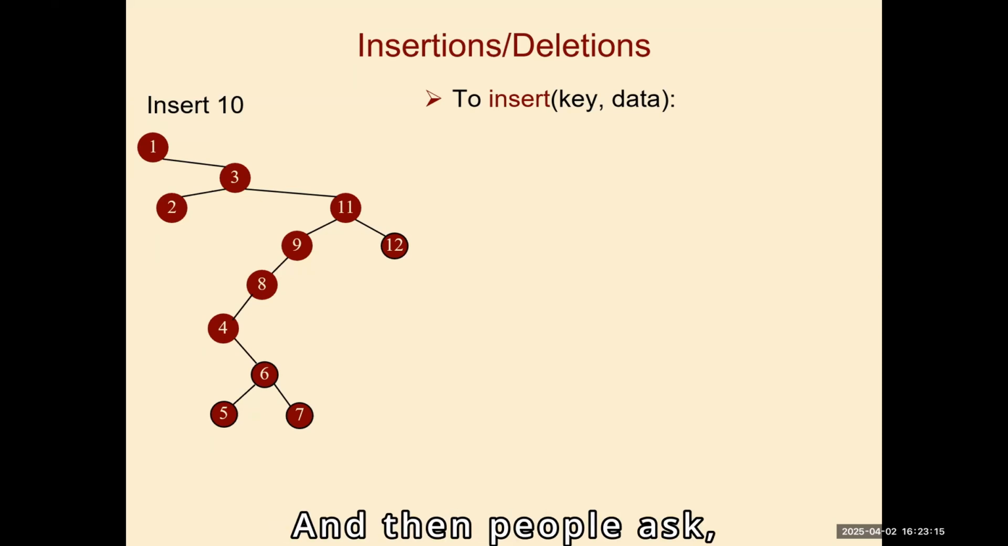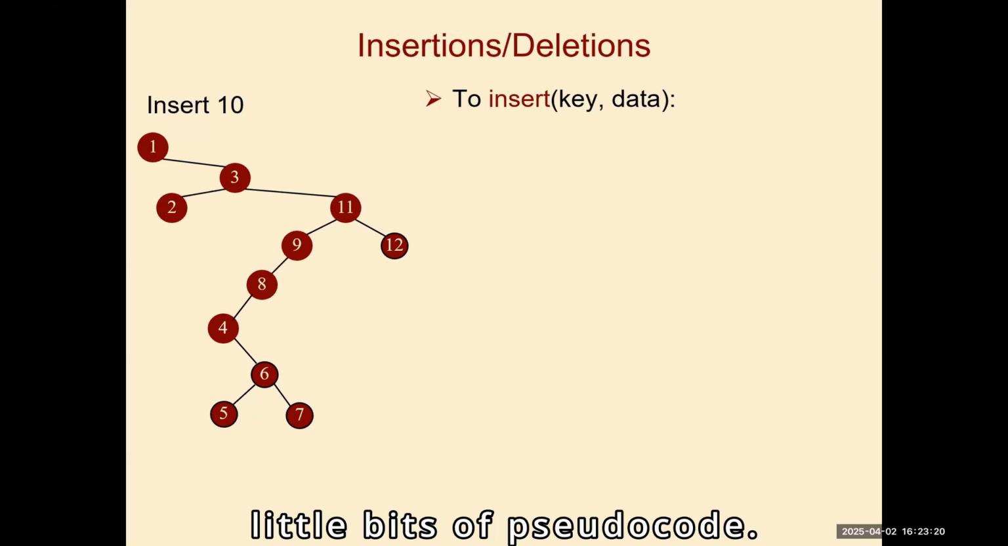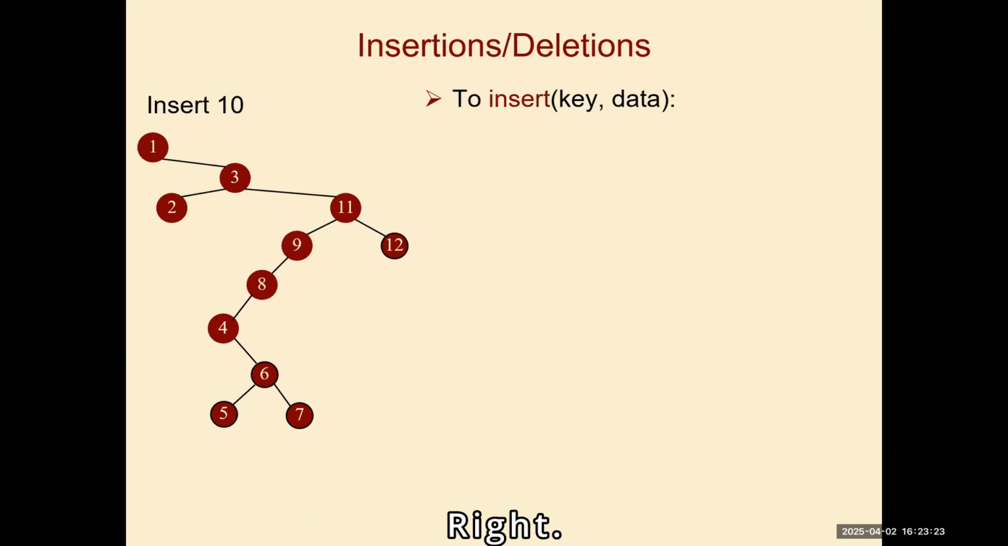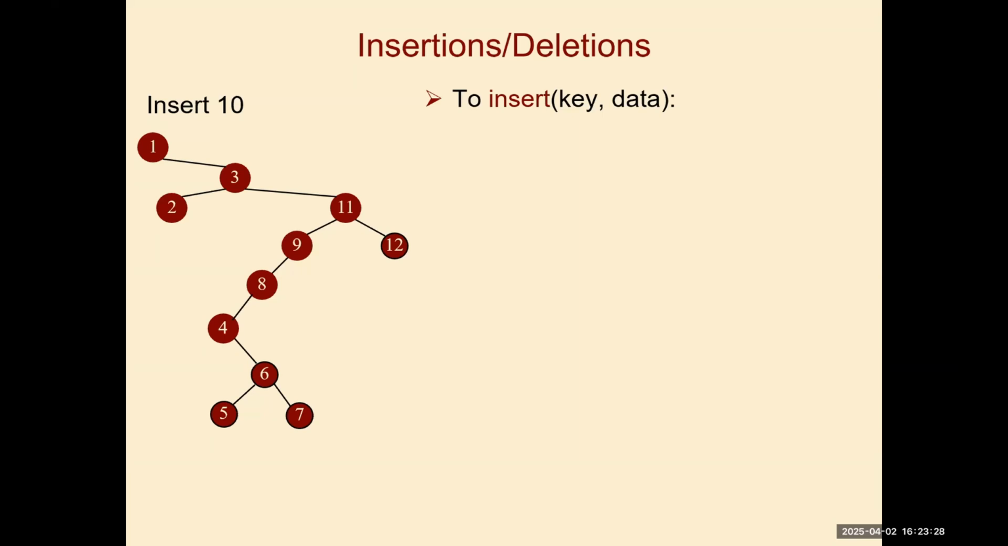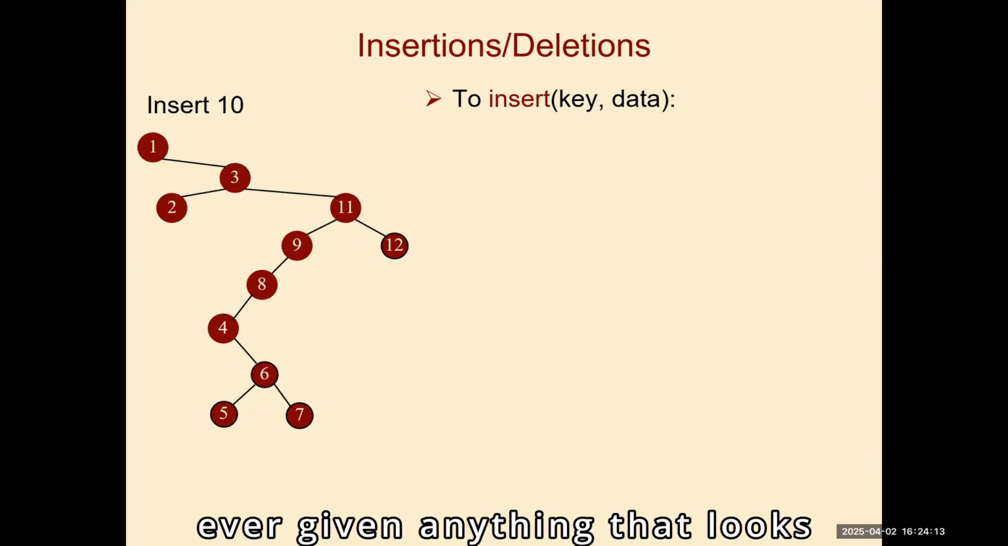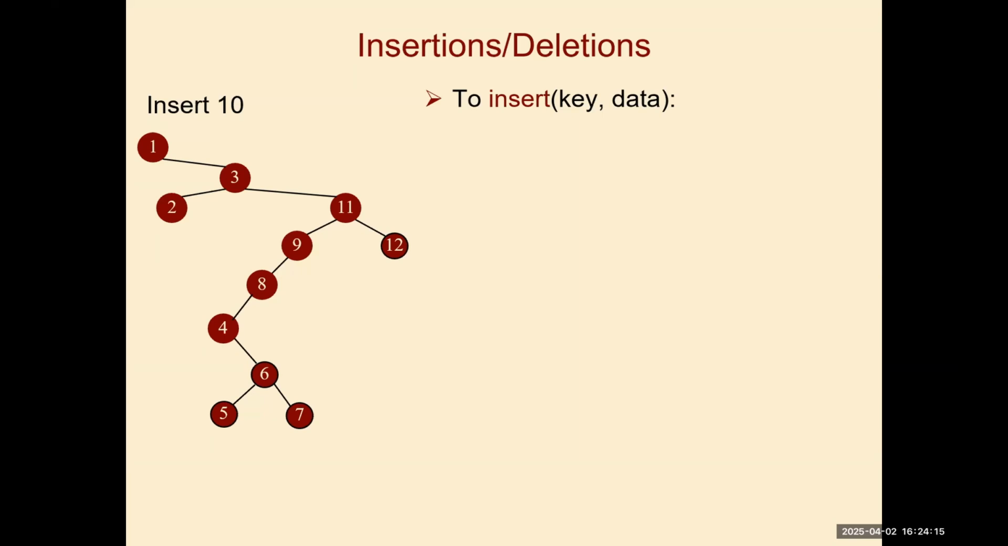And then people ask, is there going to be code on the test? Well, for me, there's going to be little bits of pseudocode, right? Can you give me code that moves me from this picture to this picture? If I make you do a proof, you can do proof by picture. Right off the top of my head, I can't think of ever giving anything that looks like a scary proof. All right?